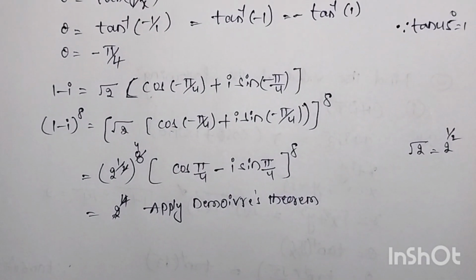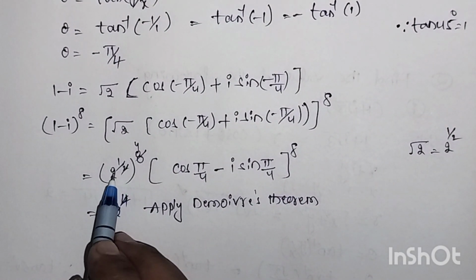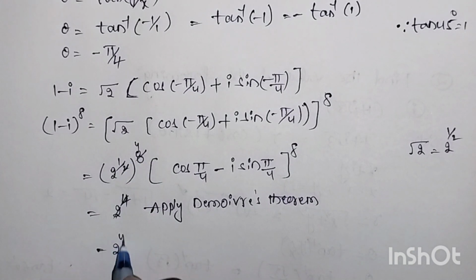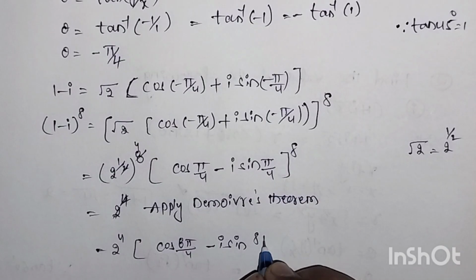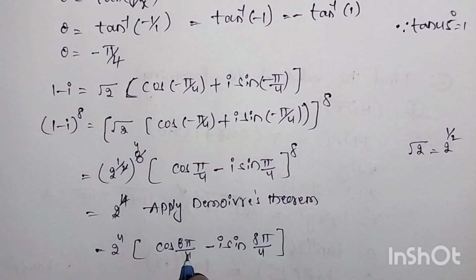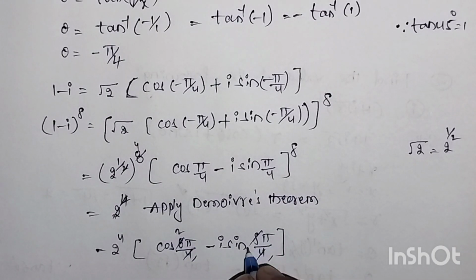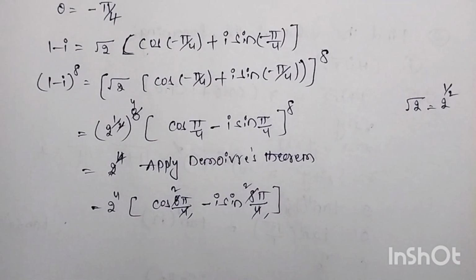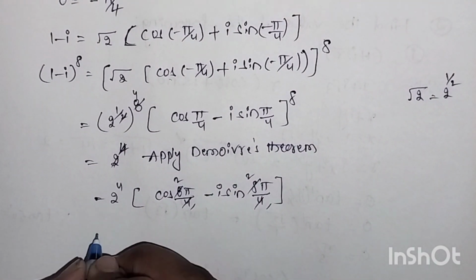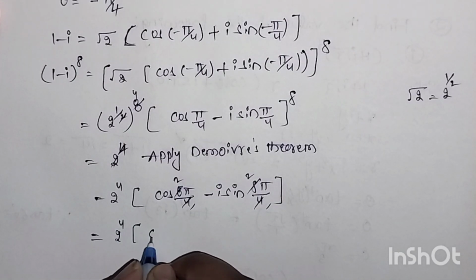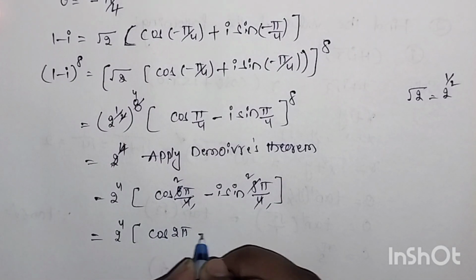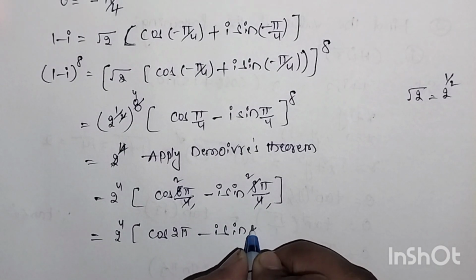De Moivre's theorem. So here, 2 power 4 into cos 8 pi by 4 minus i into sin 8 pi by 4. 4 1s are 4, 4 2s are 8. That equals 2 power 4 into cos 2 pi minus i into sin 2 pi.